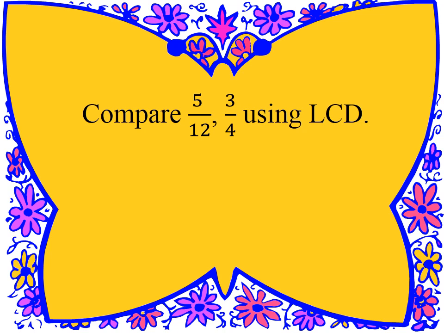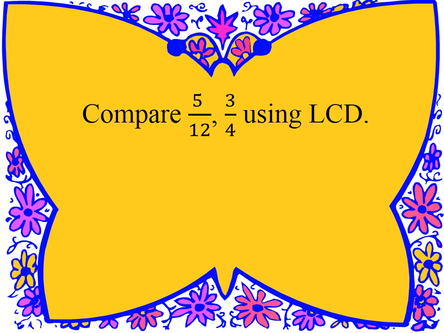One more example. Compare 5 out of 12 and 3 out of 4. The numerators and denominators are not the same here. So we want to use the least common denominator.